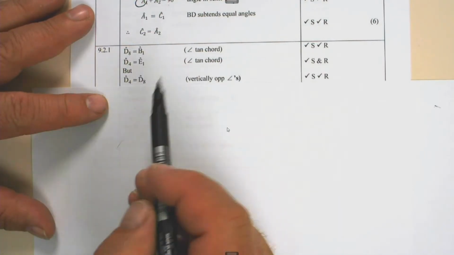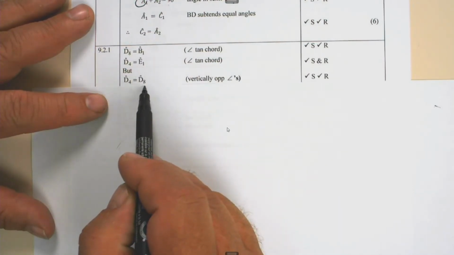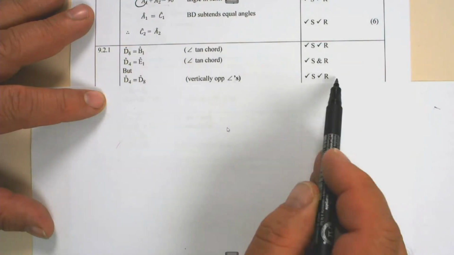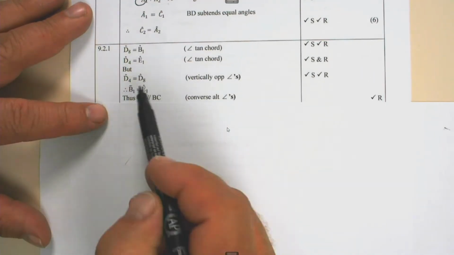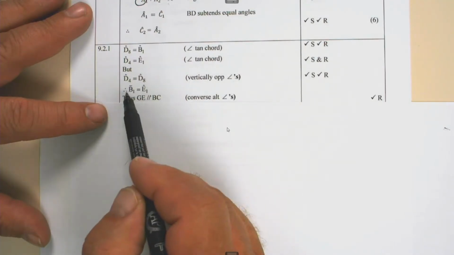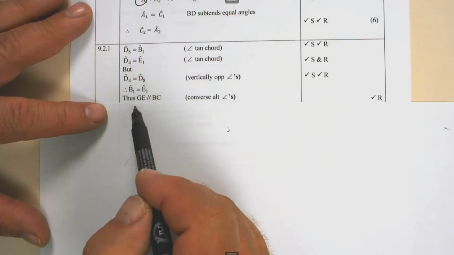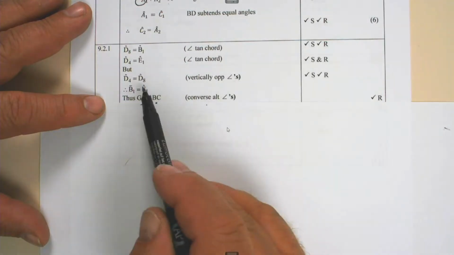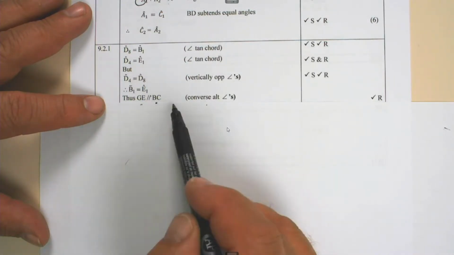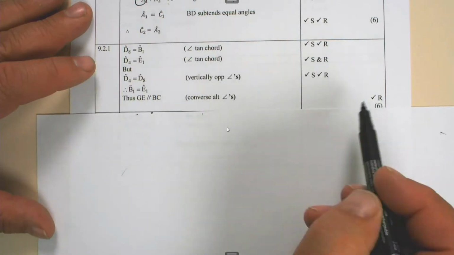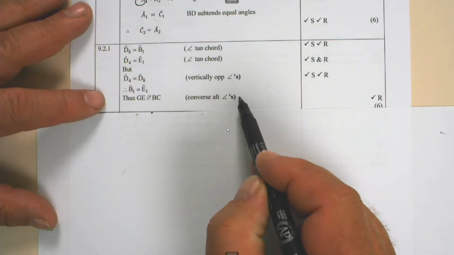And then 1 mark to say that D4 is equal to D8, vertically opposite, 1 mark for statement, 1 mark for the reason. And therefore, B1 is equal to E1, that is a deduction. And because B1 is equal to E1, therefore GE is parallel to BC. That means if alternate angles are equal, the lines are parallel, the converse of alternate angles. Right, so that reason there is another mark.